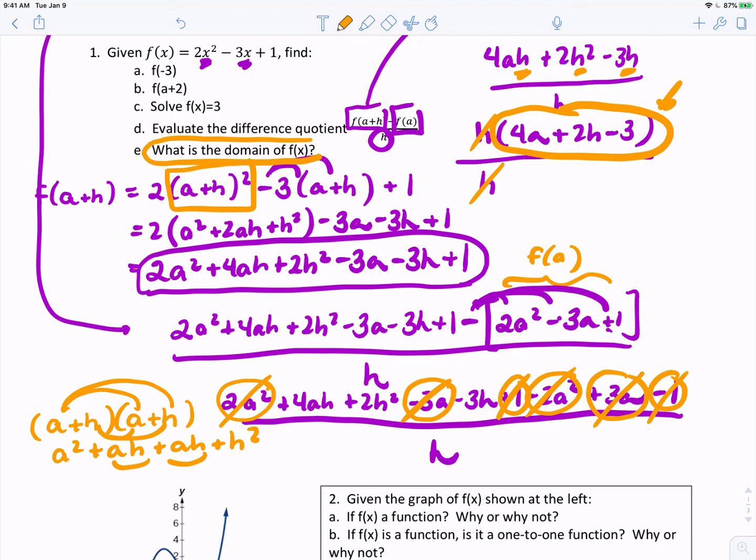Now remember, the only functions that have restricted domains are square root functions, even roots functions, I should say, and rational functions. Notice that f of x is neither of those, and so the domain is going to be all real numbers. So for 1e, the domain is all real numbers. There's no number that you are forbidden to put in for x.